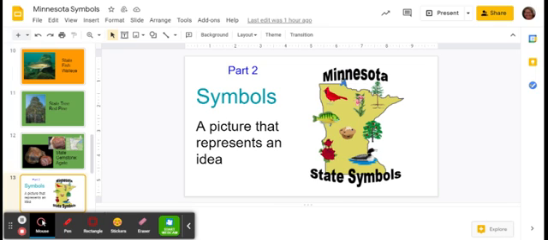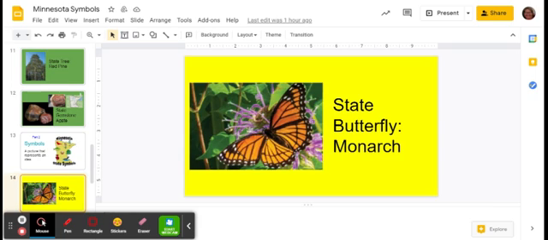So we are starting out on part 2 with some more fun facts about why certain things are symbols in the state of Minnesota. So let's take a look at a couple different symbols today that represent something about our great state. Our state butterfly is the monarch butterfly. Look and see how the coloring, that orange and black that you see on the wings of the monarch. It became our state butterfly in the year 2000. So 21 years ago, it became known as the symbol for our state butterfly.